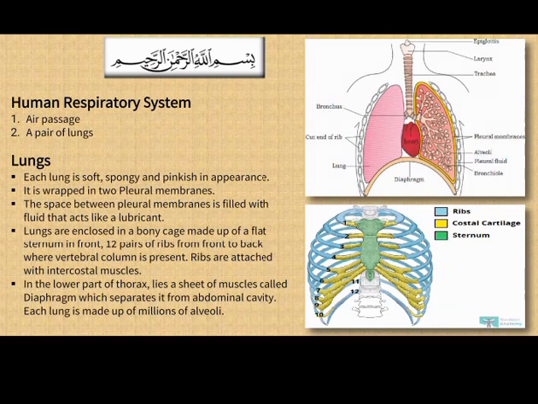In the lower part of the thorax lies a sheet of muscles called the diaphragm. In the first diagram you can see a dome-like structure which serves as a surface for the sitting of the lungs. The diaphragm separates it from the abdominal cavity. Each lung is made up of millions of alveoli.